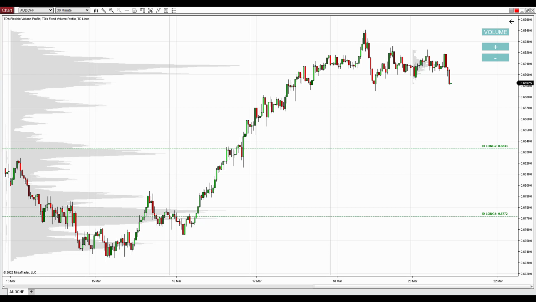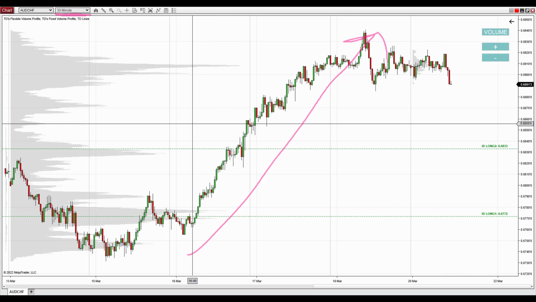And let's now have a look at the trading ideas. The first two trading ideas are on the Australian dollar Swiss franc. So what you see before you is an Australian dollar Swiss franc chart. It is a 30-minute chart. And the first thing to point out is this strong trend activity. Strong buyers were pushing the price upwards, right?